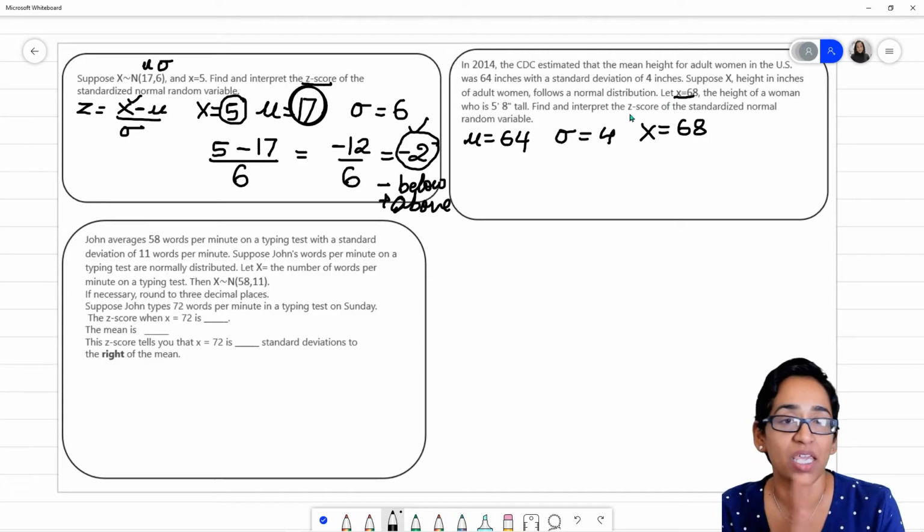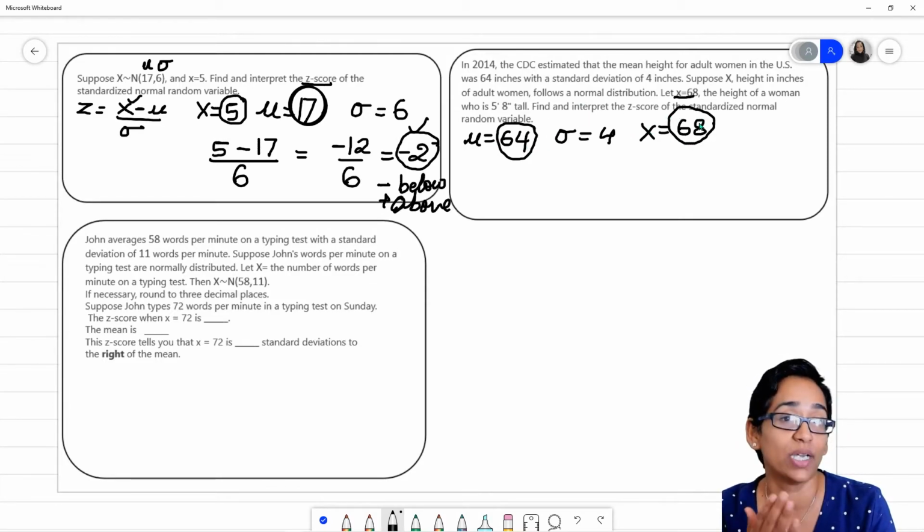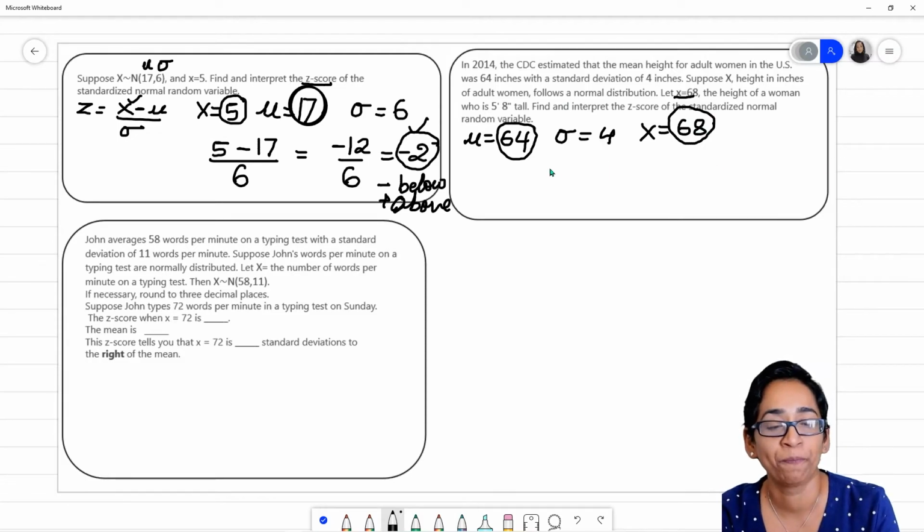All right, even before we look at the z-score, tell me, this is your mean and this is your x value. Are you above the mean or below the mean? Definitely 68 is above the mean, so I know my z-score has to be positive. All right, so let's go ahead and calculate the z-score.